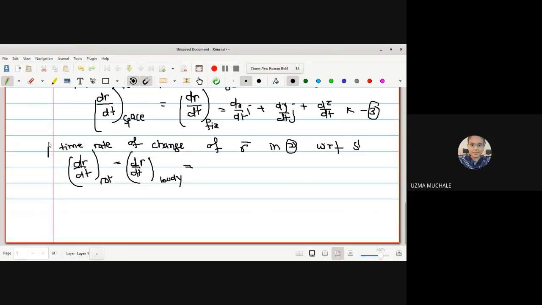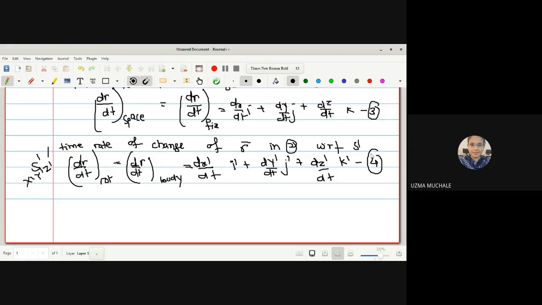What is S dash? S dash is related to x dash, y dash, z dash. That means we have two coordinate systems, S and S dash, where S dash is the coordinate system with x dash, y dash, and z dash. So differentiating, we get dx dash by dt i dash plus dy dash by dt j dash plus dz dash by dt k dash. Let us call this equation 4.